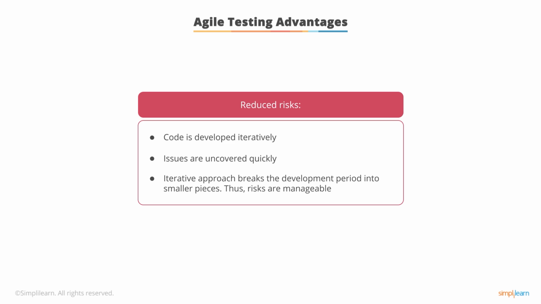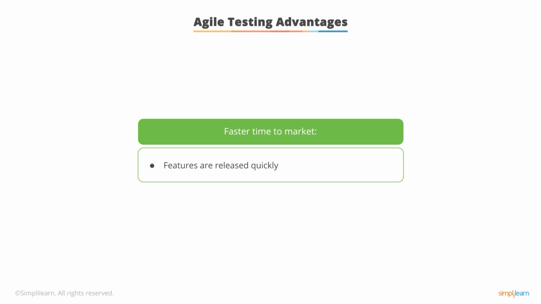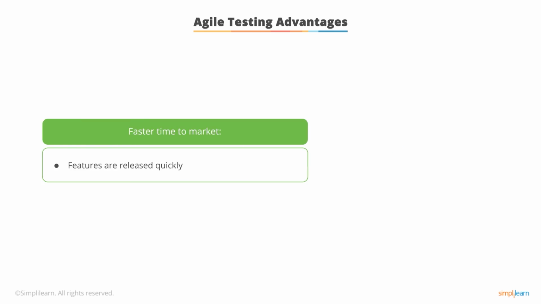Agile's iterative approach breaks development periods into smaller pieces and thus makes the risks more manageable. Also, an advantage is faster time to market. Agile's iterative approach not only reduces risks, it also allows features to be released more quickly from the product backlog. Users are being given features in an iterative manner. Thus, time to market is faster.